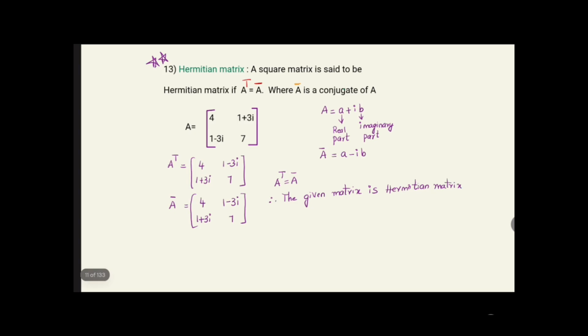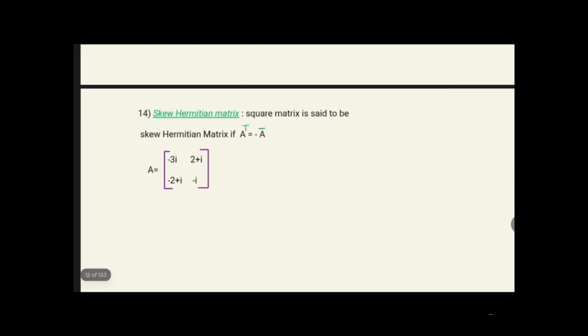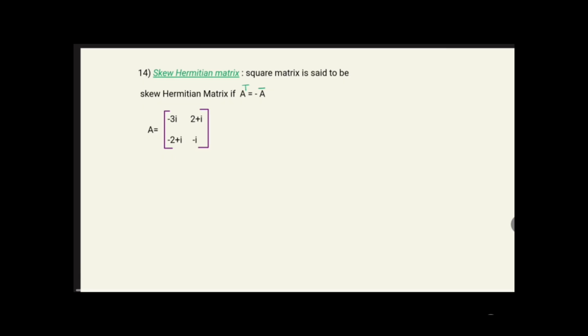Is that clear, students? Next coming to the skew Hermitian matrix. Even this is also important. The same, define skew Hermitian matrix and explain with an example. Simple, for 2 marks or 1 mark. A square matrix is said to be skew Hermitian if A transpose is equal to minus A bar. Same as what we have seen for skew symmetric. In skew symmetric, what we have seen, A transpose is equal to minus A. Here A transpose is equal to minus A bar.